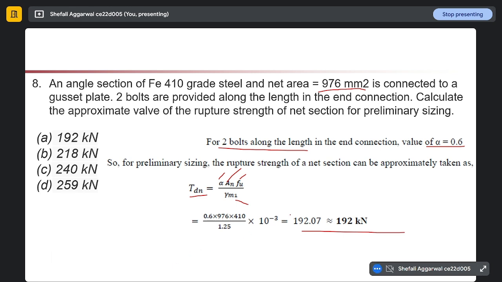Okay. This is just to convert the units. Answer is A, 192 kilonewton. Fine.